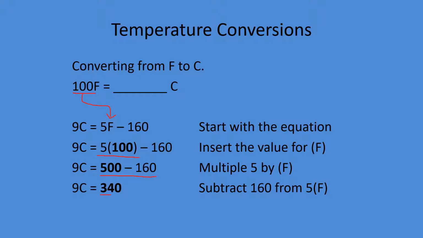340. And to get the C by itself, we divide both sides by 9. That way the 9 cancels out. I'll write this in. So 340 divided by 9 is the value for C. So this is going from Fahrenheit to Celsius. You got to keep in mind where you're plugging in the numbers. So let's do one more example. Fahrenheit to Celsius.